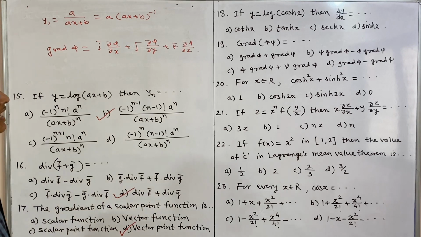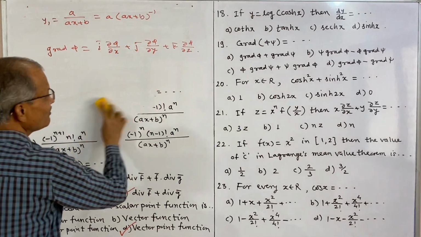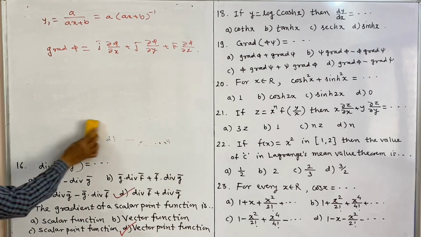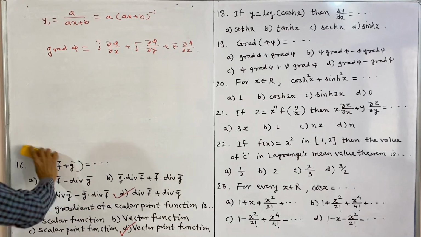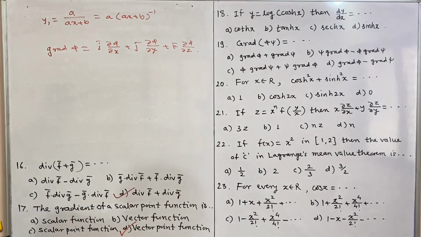Next one is, if y is equal to log of hyperbolic cos x, then what is dy by dx? So the derivative of hyperbolic cos function can be obtained using the usual rules and formula of differentiation.